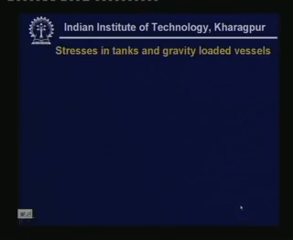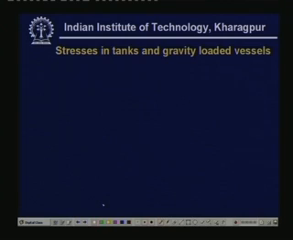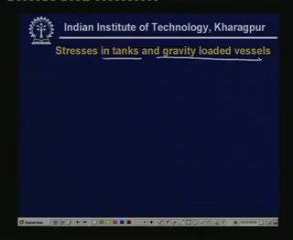Now let us look at one or two more things. Here we have considered only pressure vessels where the pressure was uniform, but in some cases, like in tanks or in gravity loaded vessels, the pressure may not be uniform, and we will have to consider the weight of the liquid as such. We have not considered the weight of the liquid in the design so far.